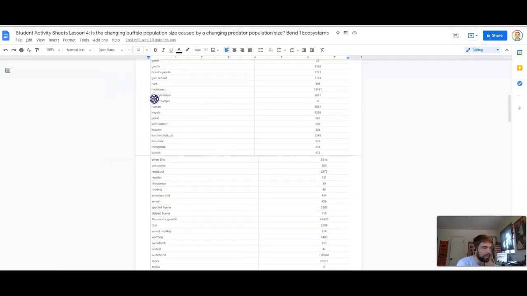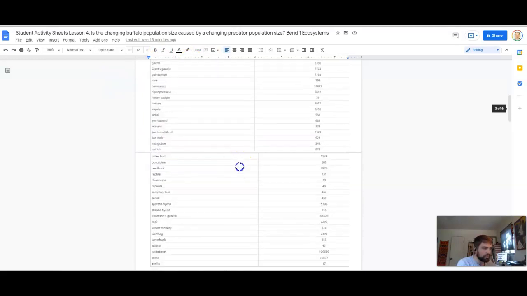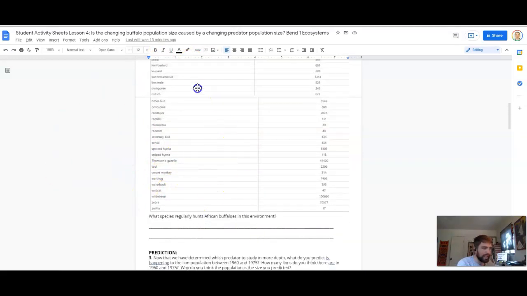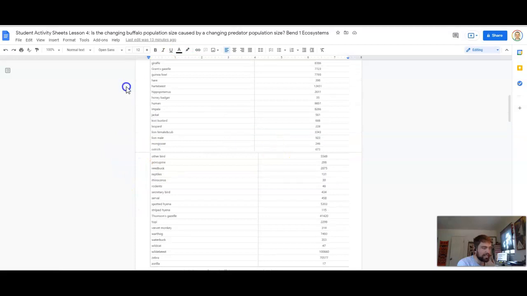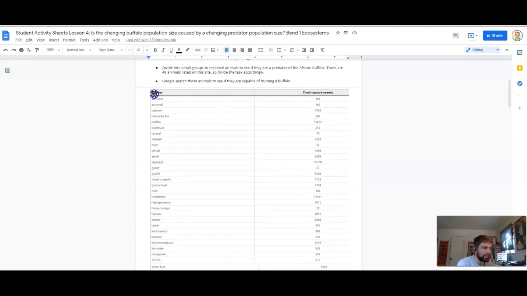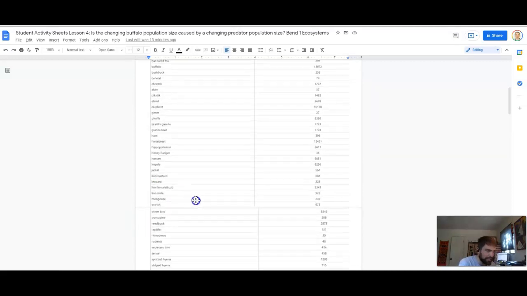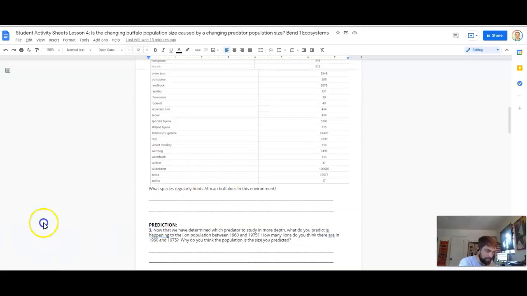Okay, so pause the video, divide these up between your group, and then we'll look at which one of these are actual predators. So if you know some of these animals, let's see, you might be able to knock some of them off just by looking at it, like an impala, if you know what that is. That's probably not hunting the buffalo. Or a porcupine, okay? So you can go through these and try to figure out which animals are hunting them.